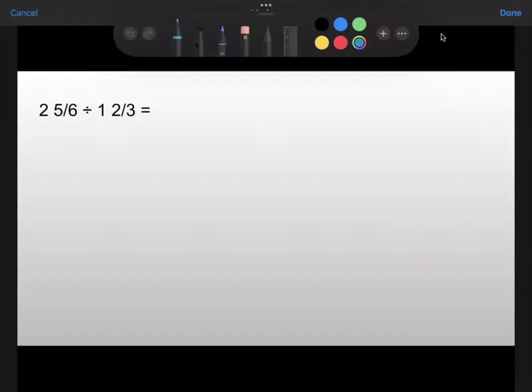Okay, here is our next one. We have 2 5/6, and we're going to divide it by 1 2/3. So I have 2 5/6 here, divided by 1 2/3 here. Now I need to change them both to improper fractions before I do any calculating.